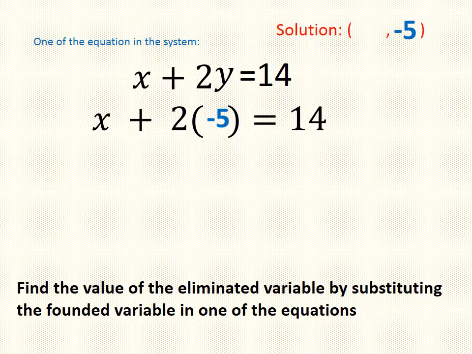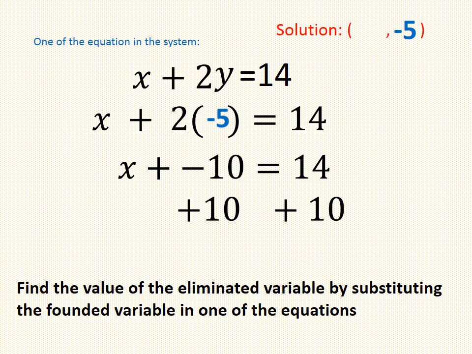So I'm going to substitute negative 5 for y, and then I'm going to solve the equation, which is an equation in one variable. So I'm going to end up with x plus negative 10 equals 14, and this is a one-step equation. I can isolate the x by adding 10 to both sides, and then I'm going to end up with x equals 24. So 24 is the x coordinate of the solution. So the solution for this system now is 24, negative 5.